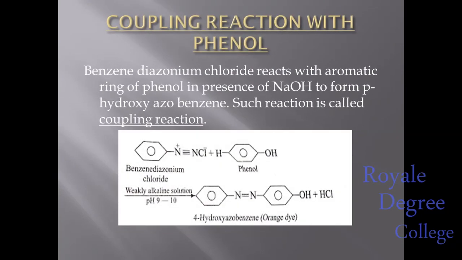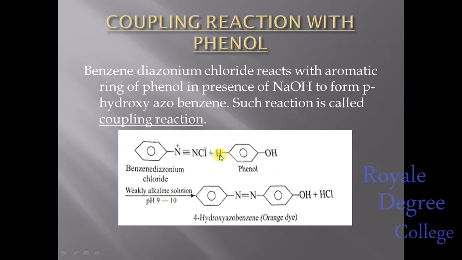Next is coupling reaction with phenol. Benzene diazonium chloride reacts with the aromatic ring of phenol in presence of sodium hydroxide to form para-hydroxyazobenzene. Such a reaction is called a coupling reaction. Look at this reaction, girls. This is the structure of benzene diazonium chloride. In that we are adding what? Phenol. So here at the para position, one hydrogen we are representing outside the benzene ring.